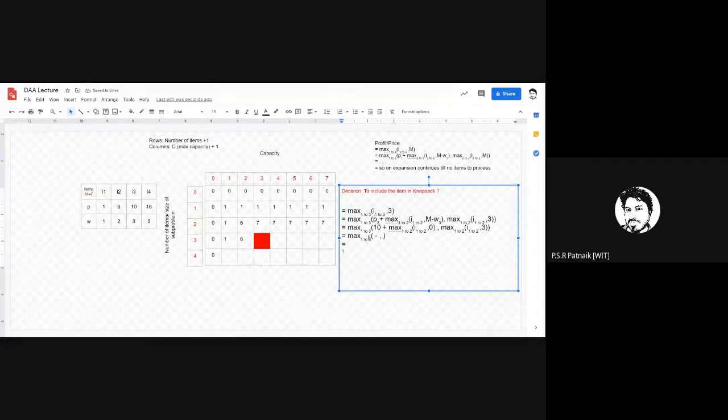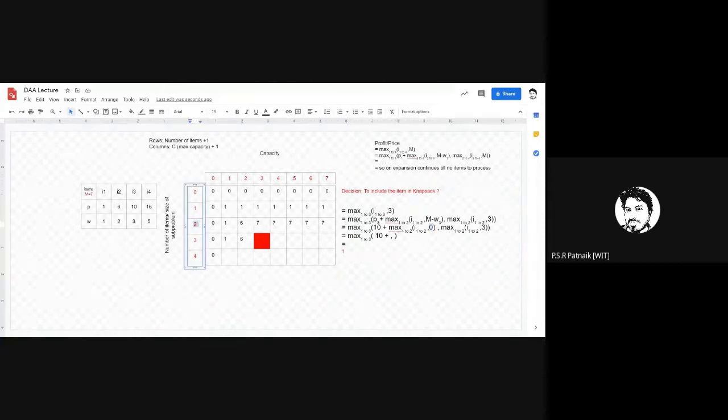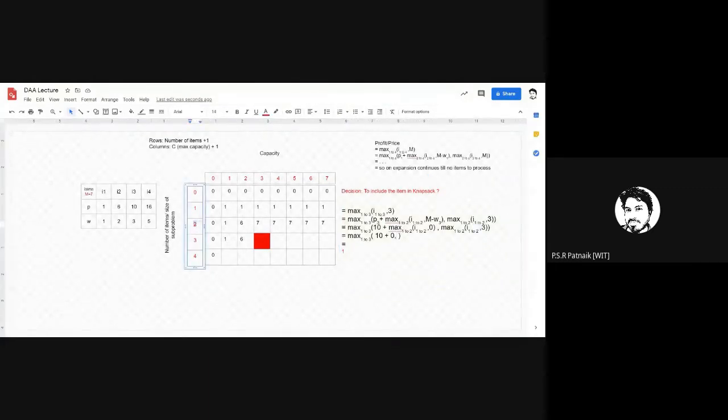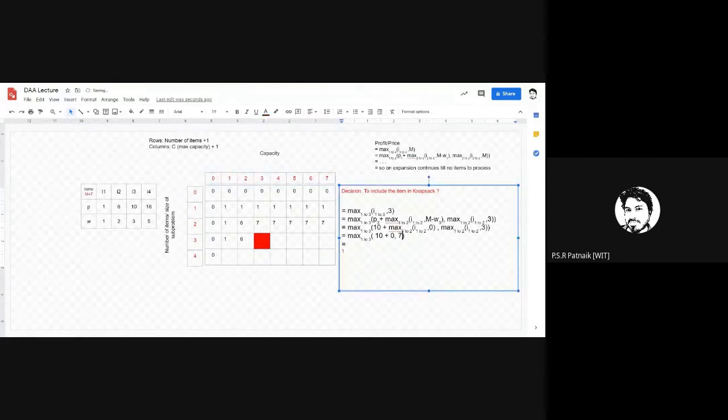So I need to take the max of 10 plus what I have. Max of 1, 2: max profit when I have two items to process and sack capacity is 0. Two items to process, sack capacity is 0. What is it? 0, or the max of 1, 2 and 3. Two items to process, sack capacity is 3. What is the answer you have? 7. So what's the maximum I'll get here? 10.